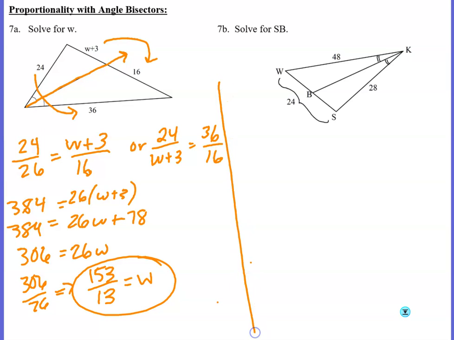Okay, in this guy, same thing. We have this angle that bisects and splits this side. So I would normally be able to put this over this. The problem is I don't have any expressions for either part. So again, they want me to solve for SB. Let that be X, and let the other side be 24 minus X, the whole thing minus X. So then I can do 24 minus X over X equals 48 over 28.